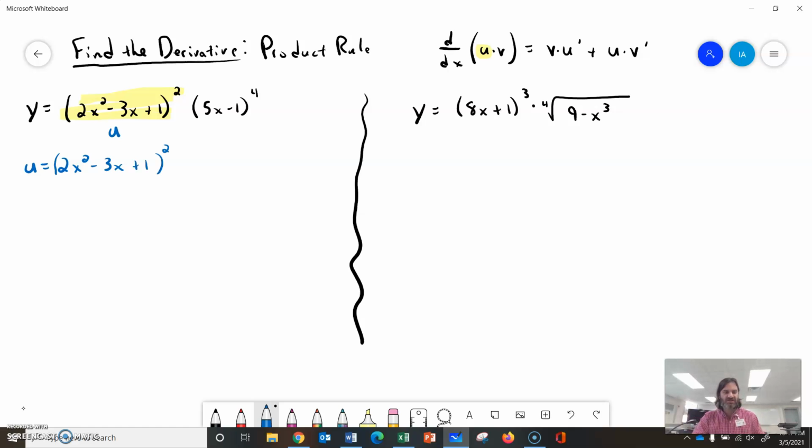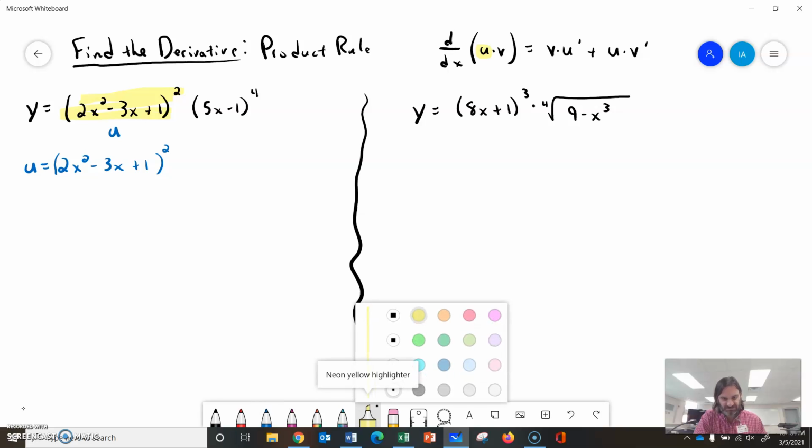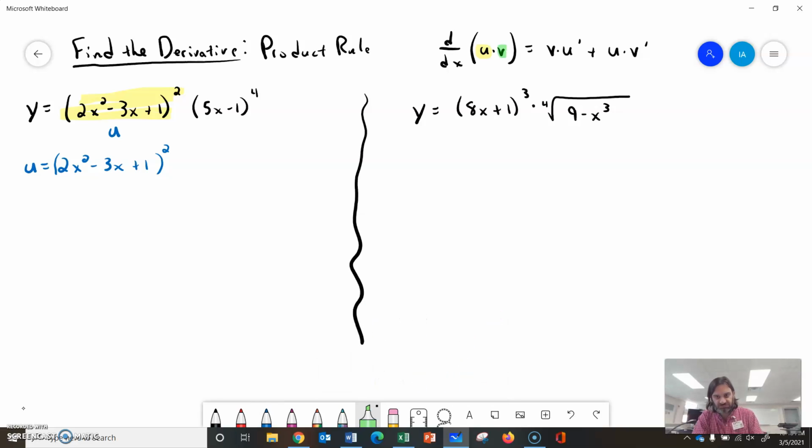So even though I'm going to use a product rule, I may end up with a chain rule as well. And then v here will be the quantity 5x minus 1 to the fourth. So let's write that out. That'll be my v. I'm going to leave a little bit of room here so I can do derivatives in between. That's 5x minus 1 to the fourth.